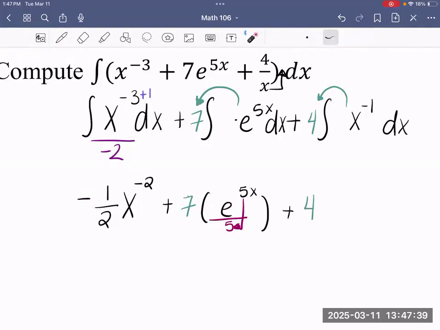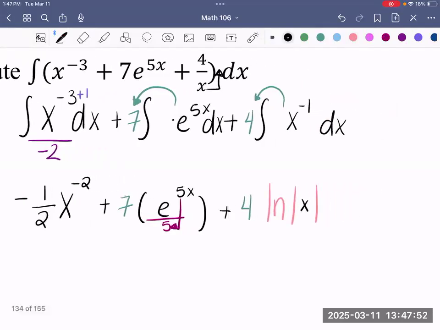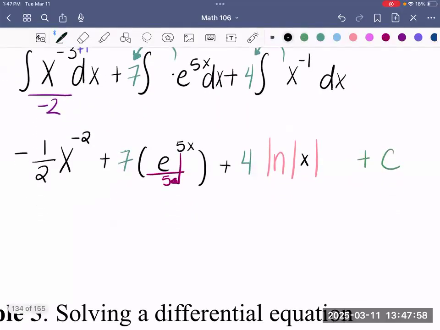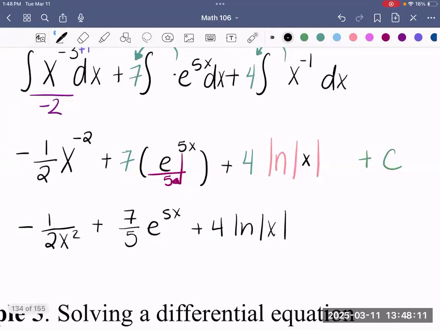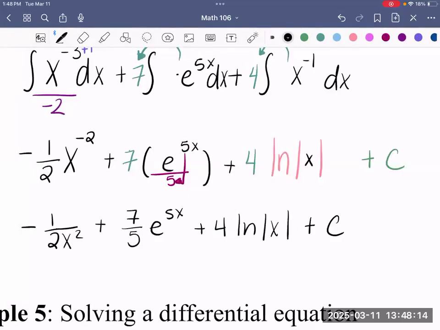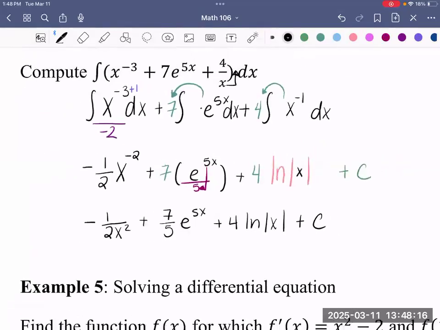And now when we look at x to the negative first power, if it's to the power of -1, that means we use ln. So we have ln, the absolute value of x. And at the very end, now is where we put your plus c. So let's go ahead and clean up just ever so slightly. We have -1/2 over x squared plus 7/5 e to the 5x plus 4 ln of x plus c. So there is our final response.